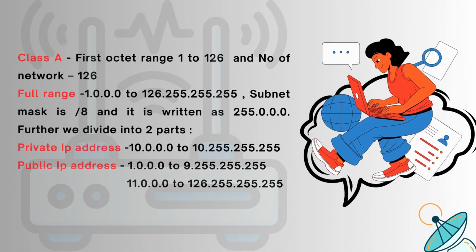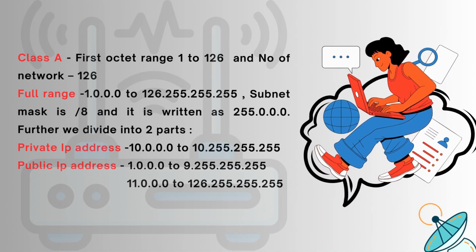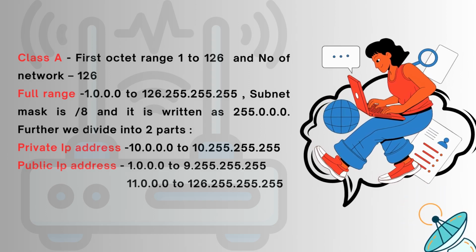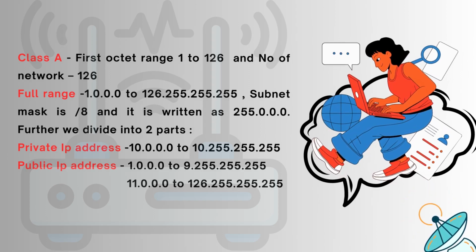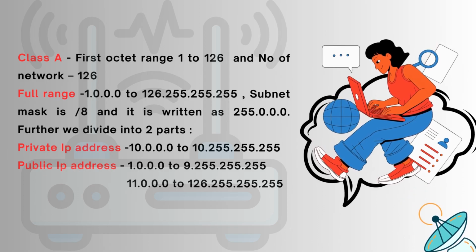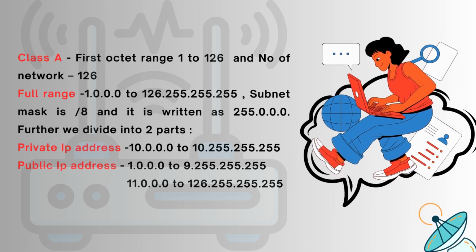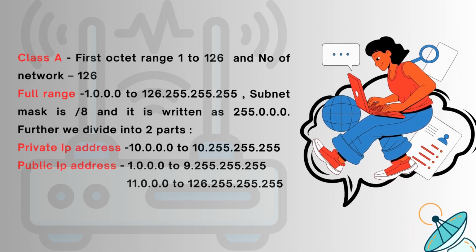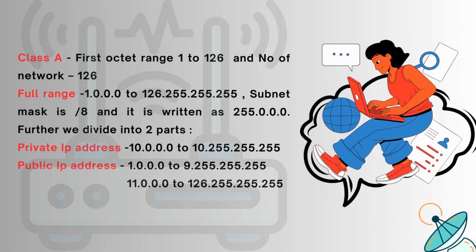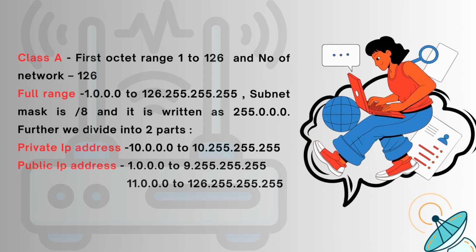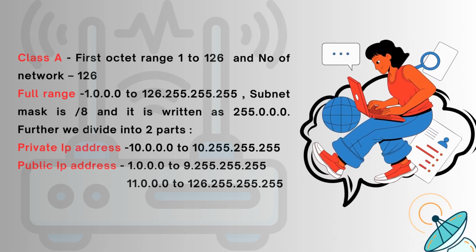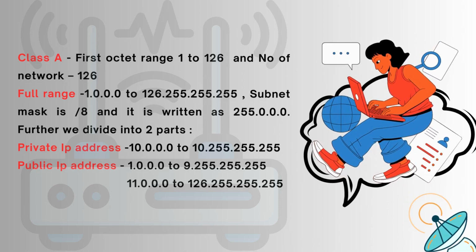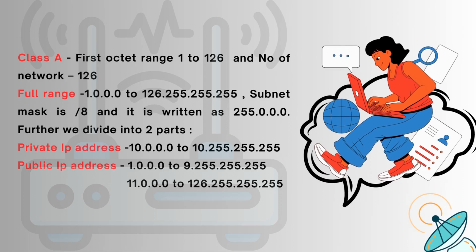Class A, first octet range 1 to 126 and number of networks 126. Full range 1.0.0.0 to 126.255.255.255. Subnet mask is /8, and it is written as 255.0.0.0. Further, it divides into 2 parts. Private IP address, 10.0.0.0 to 10.255.255.255. Except private IP address, all the others are public IP addresses.